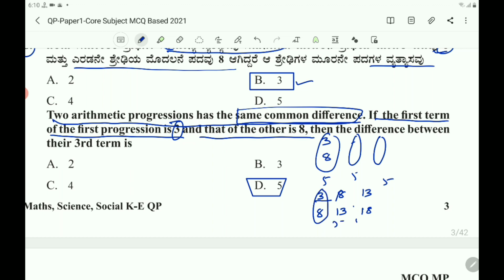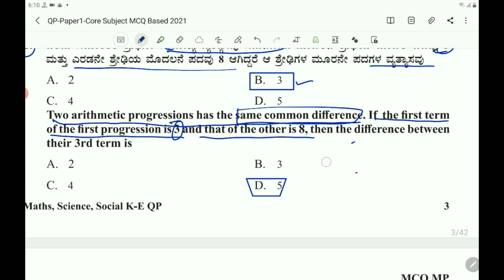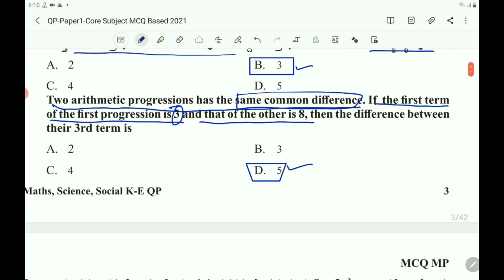Difference is 5. If the common difference is the same, the difference will not change. The difference between the consecutive terms, the respective terms, will not change. Here the difference between the first terms is 5, that is 8 minus 3, and the difference between the third terms is also 5. So keep in mind, read the question carefully and find the answer.